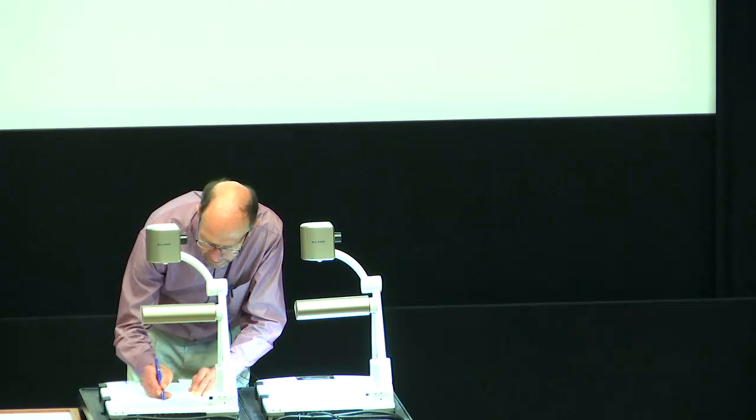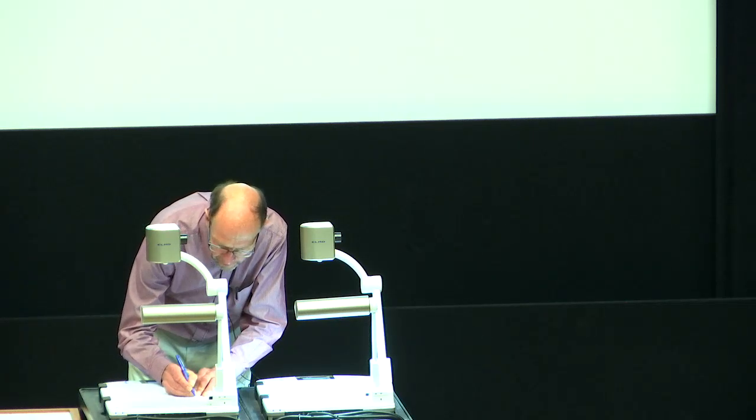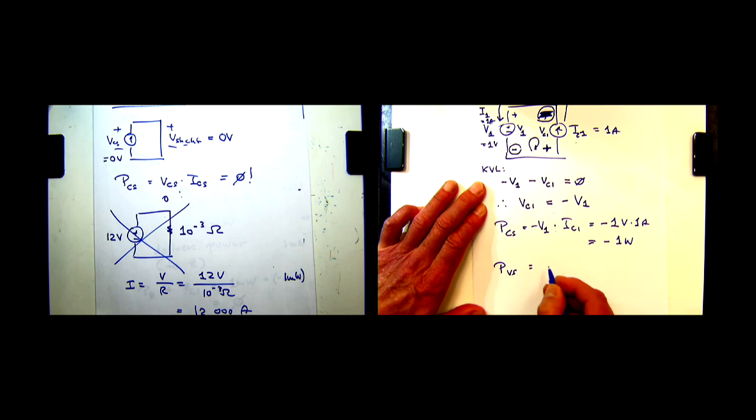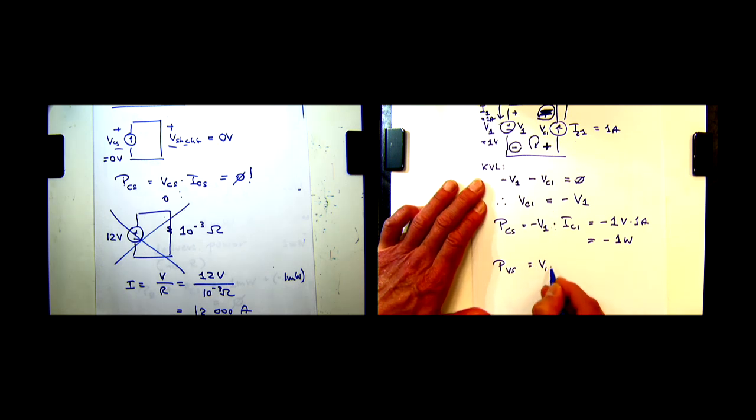So let's figure out the current. The current here, this 1 amp, is flowing like this. So I1 is equal to 1 amp. It keeps going in the same direction, so P of the voltage source is equal to V1 times IC1, so that is equal to plus 1 watt. And the sum is equal to zero, like it should be. That means that the voltage source, even though it's a source, is not at all delivering power to the rest of the circuit. It's actually burning up power.